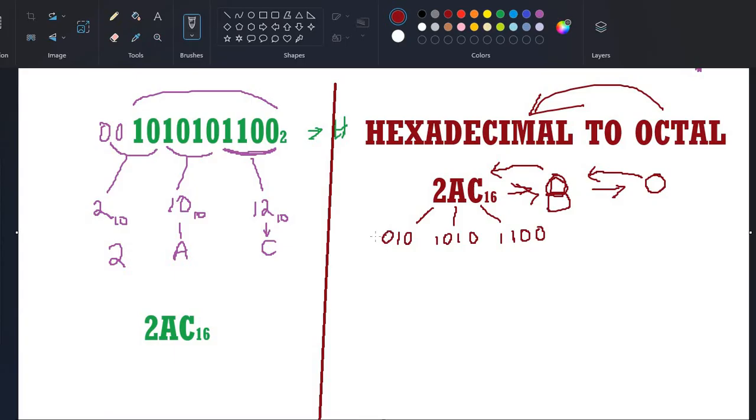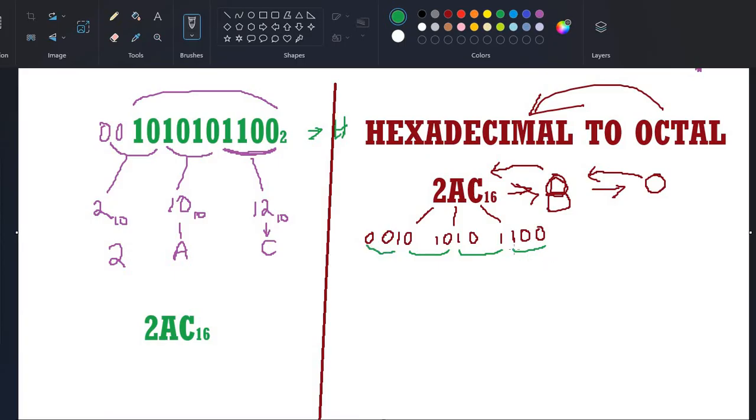So 0010. As we know, when we convert a hexadecimal number into a binary number, for every hexadecimal digit we get 4 equivalent binary bits, right? And for converting a binary number into an octal number, what do we have to do? We have to pair 3 bits each from the right side.